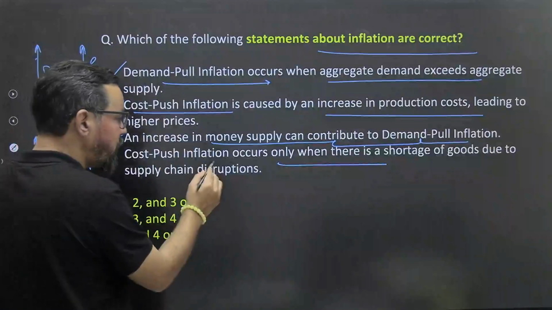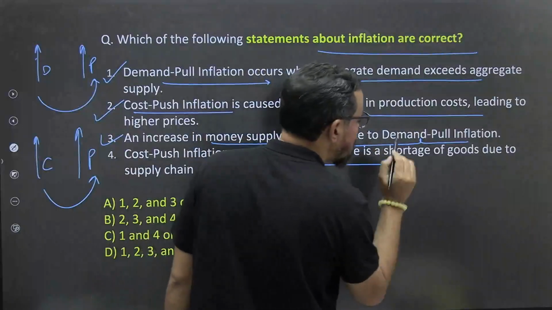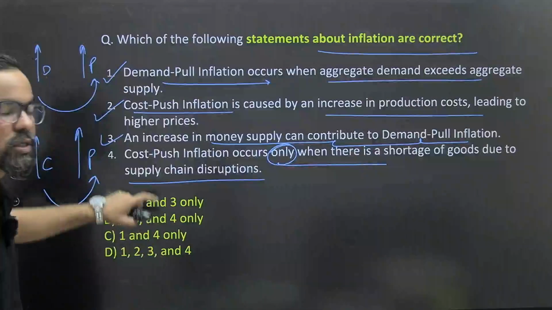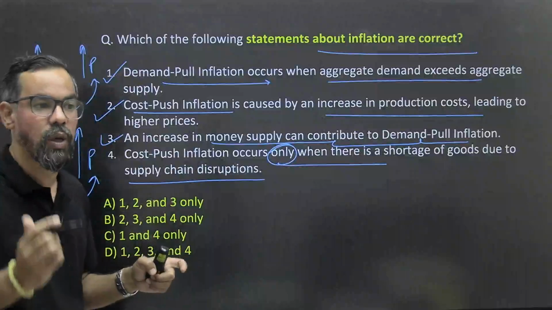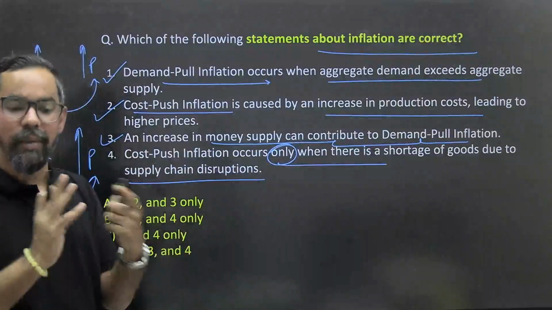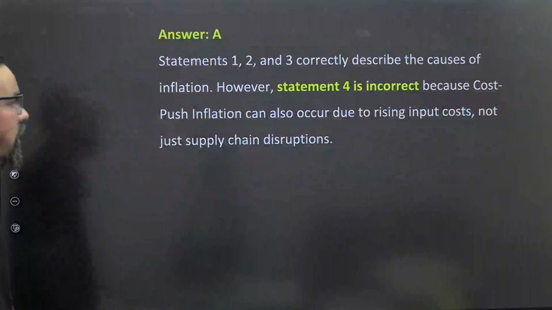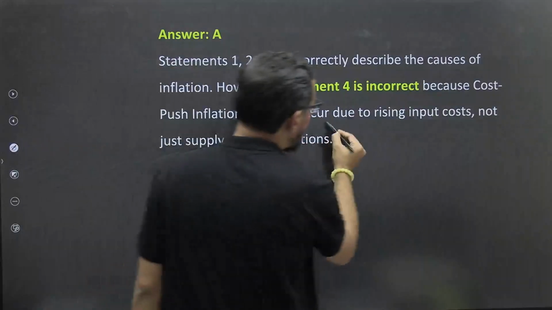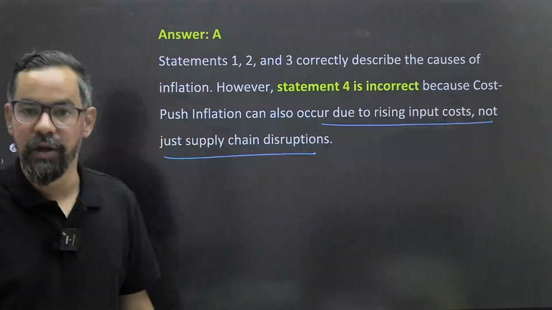Cost push inflation occurs only when there is a shortage of goods due to a supply chain disruption. No, this is for cost push inflation, but this is not the only reason. There are so many other reasons also, like the cost of production, the plastic cost, the labor charges, government taxes, and others. So this is wrong. So 1, 2, 3 means option A will be the right answer for this particular one. Very simple one. So cost push inflation can also occur due to input cost, not just through supply chain disruptions and all, right?